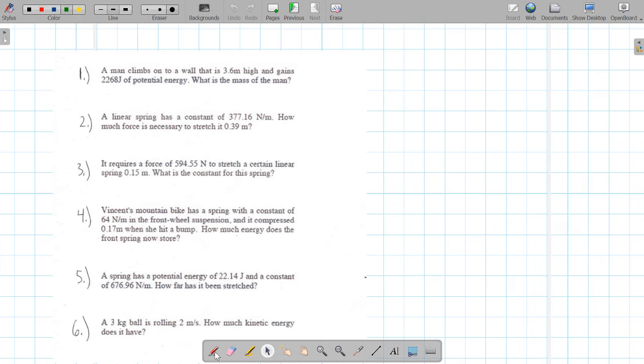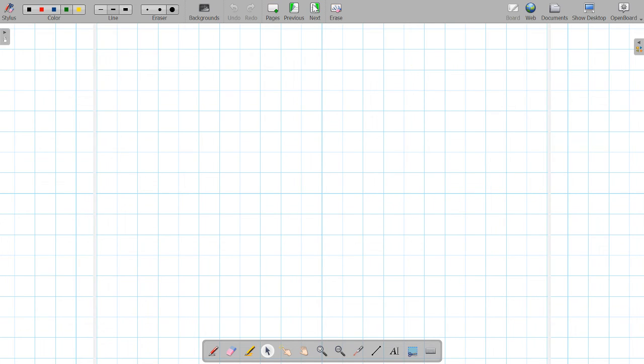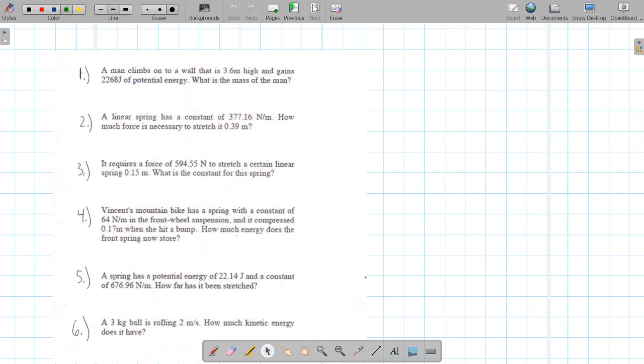The fourth one says Benson's mountain bike has a spring with a constant of 64 newtons per meter in the front wheel suspension, and it is compressed 0.17 meter when she hits a bump. How much energy does the front spring now store? If we're solving for energy, we're going to use our elastic potential energy equation. So let's do that now.